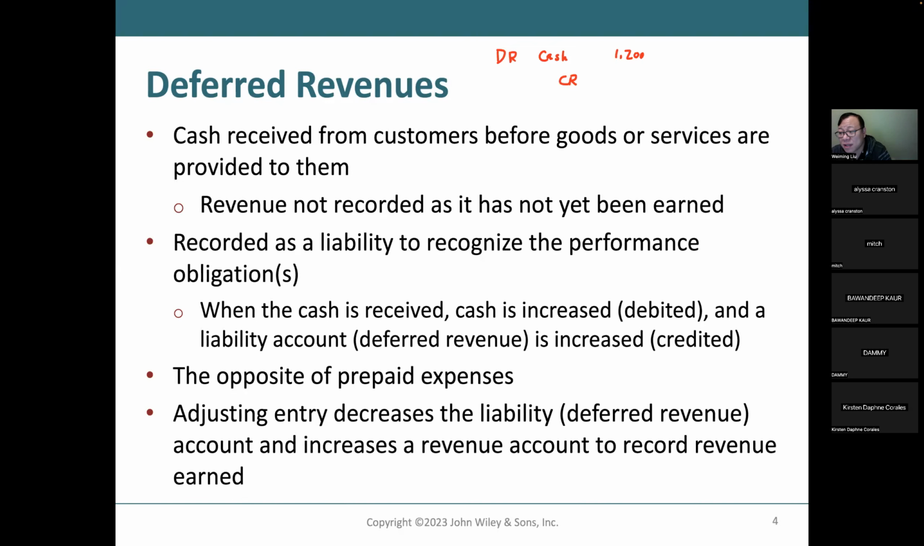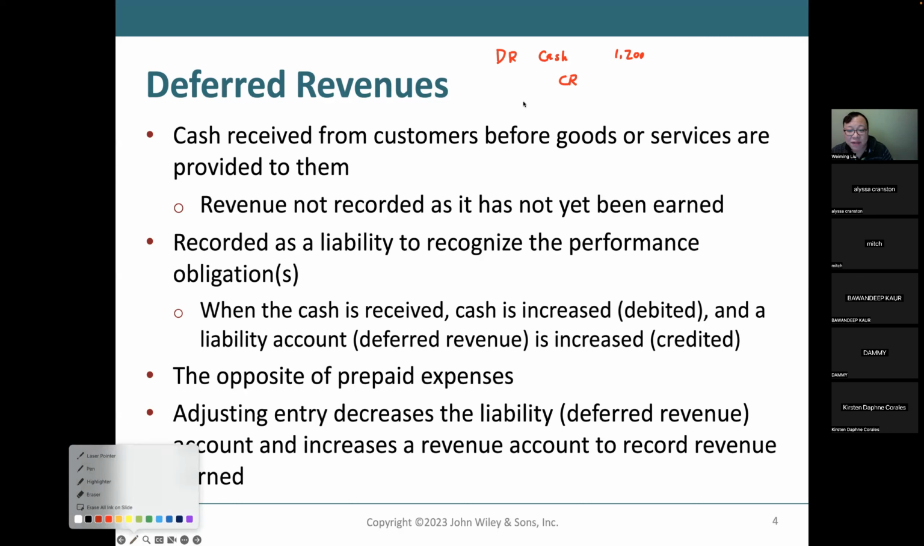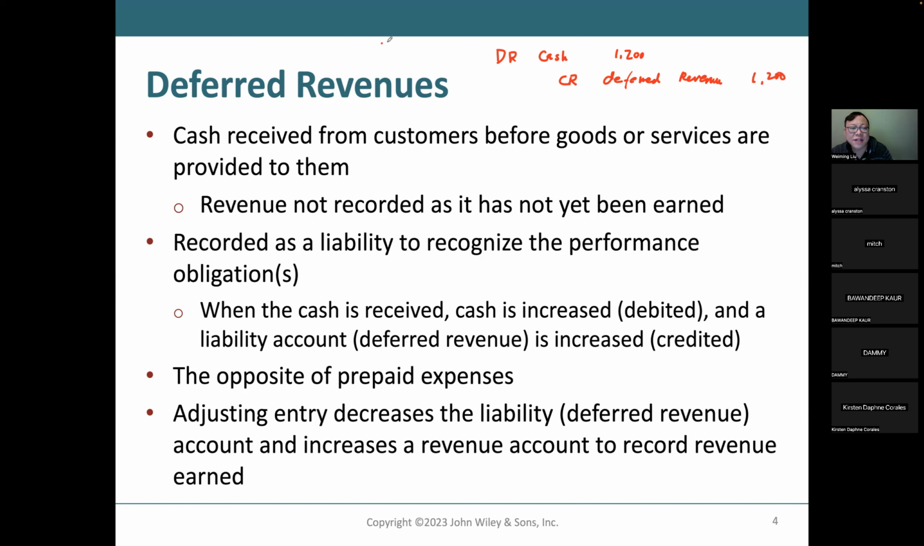That means it's a future sacrifice of resources. In the future, they have to print these magazines. They have to use people to ship them to the buyer. So that's a future sacrifice of economic resources, so that's a liability. What is that liability? The liability is called deferred revenue. I explained this before. So deferred revenue for 1,200. This is January 1st.